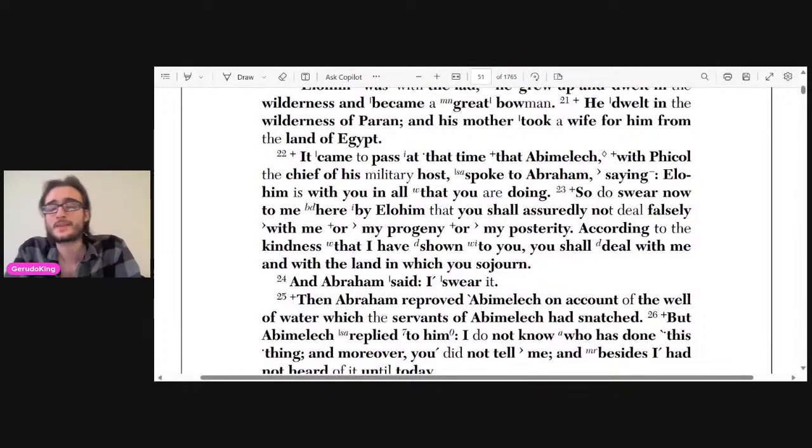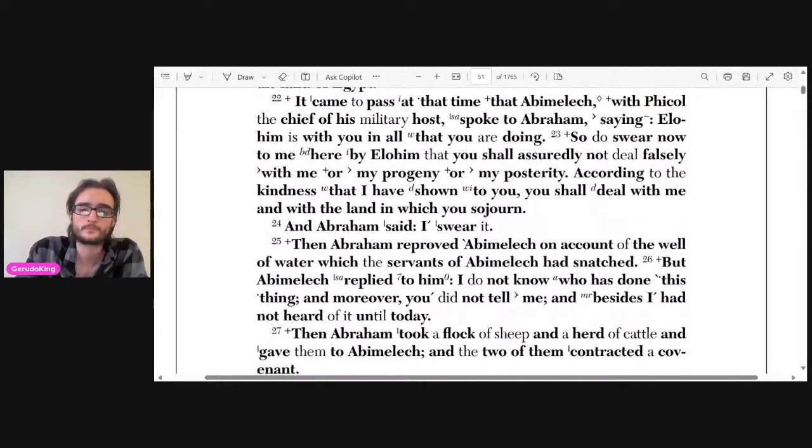It came to pass at that time that Abimelech with Phicol, the chief of his military host, spoke to Abraham, saying, Elohim is with you in all that you are doing. So do swear now to me here by Elohim that you shall assuredly not deal falsely with me, or my progeny, or my posterity. According to the kindness that I have shown to you, you shall deal with me and the land in which you sojourn. And Abraham said, I swear.